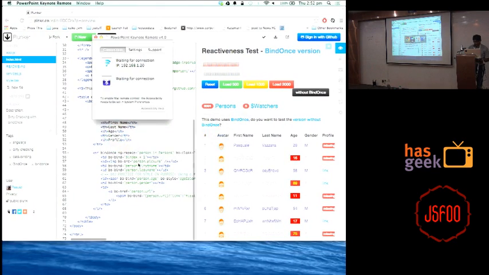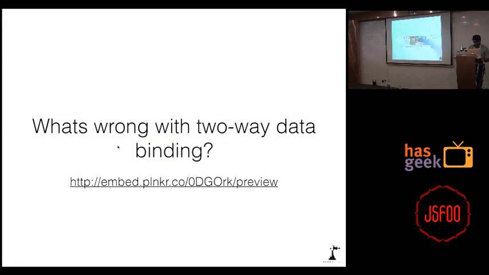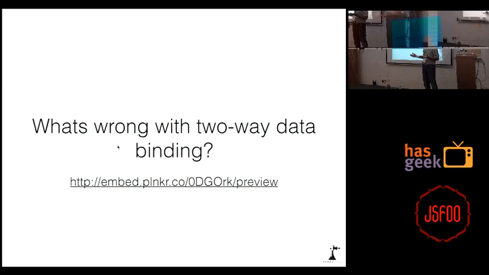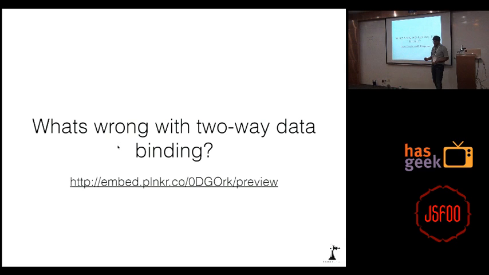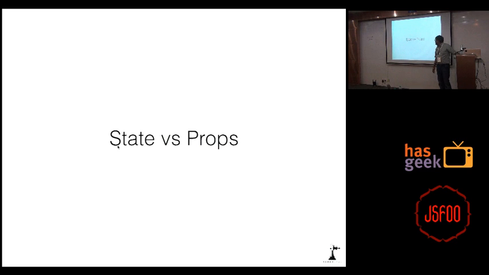Okay, coming back. So now we have seen what happens if we take two-way data binding to the extreme. Of course, this is a very contrived example of what happens if you have too many watches and too many bindings on a page. But I mean, it's easy to get there, and it demonstrates why this is bad, right? And so, of course, like I said, mutable state is the root of all evil.